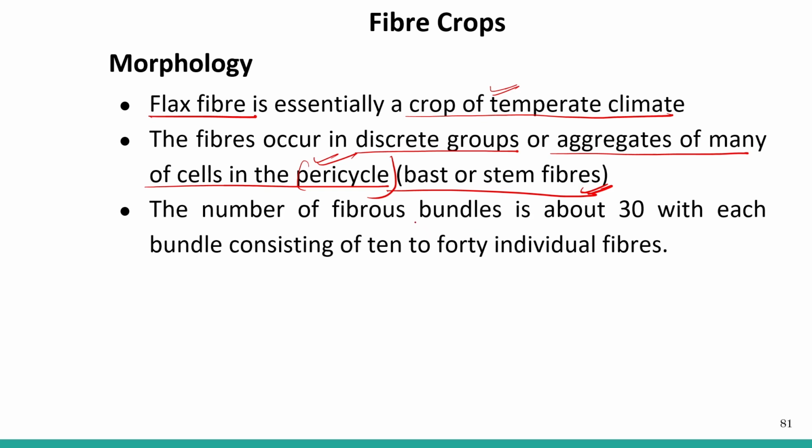The number of fibrous bundles is about 30, with each bundle consisting of 10 to 40 individual fibers. So 10 to 40 fibers unite together and form a bundle, and there are around 30 such bundles. So they occur in quite discrete groups. This is the description of how the group is organized.